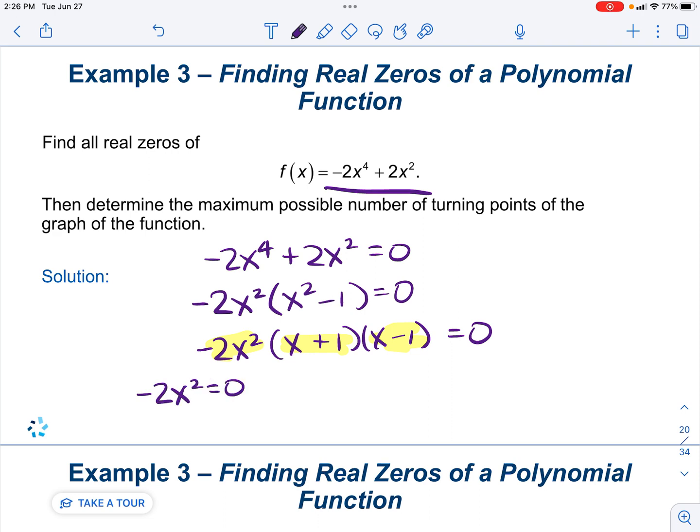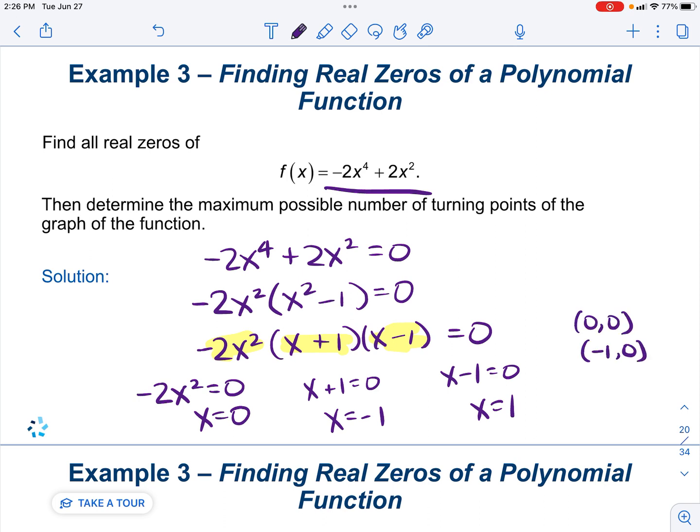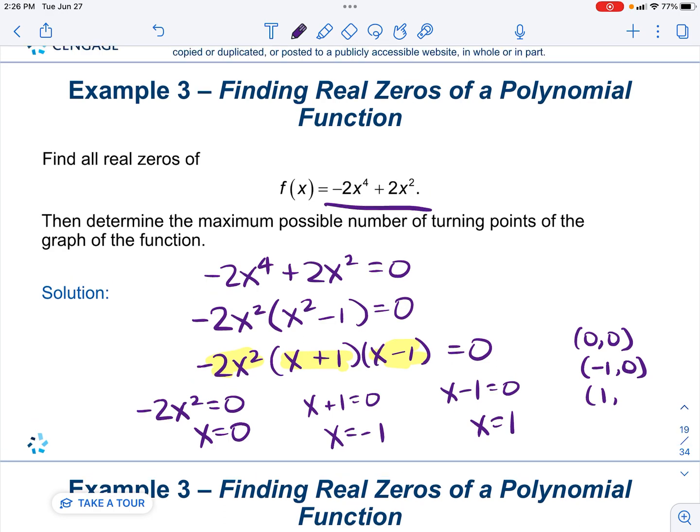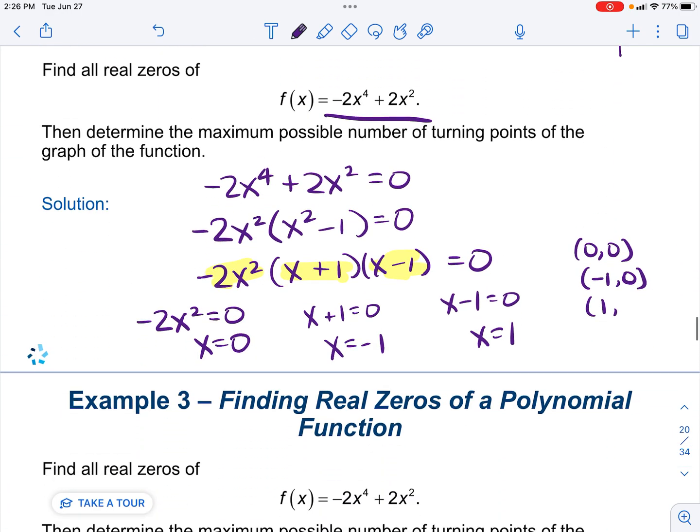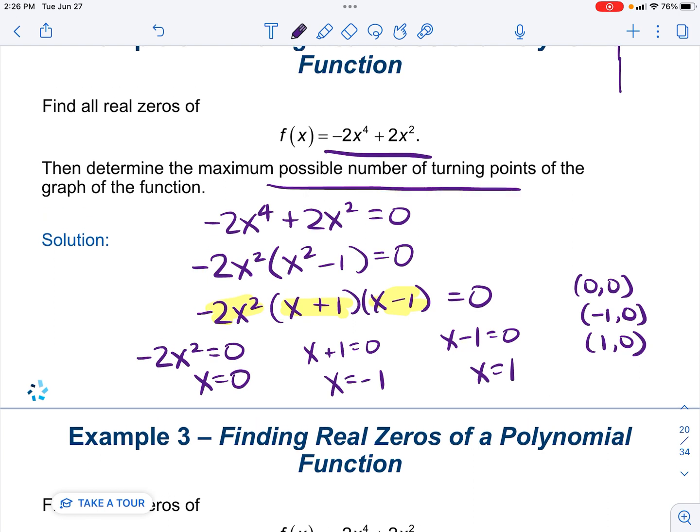So if I set this equal to 0, I divide by negative 2, I would square root. I get x equals 0. Here I'll set that equal to 0 and solve. I have x equals -1. Here I set the third one equal to 0, and I get x equals 1. So finding the real zeros, I got (0, 0), (-1, 0), and (1, 0). It also says determine the maximum number of possible turning points.